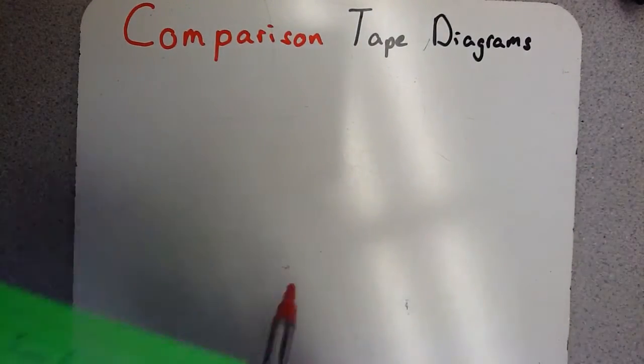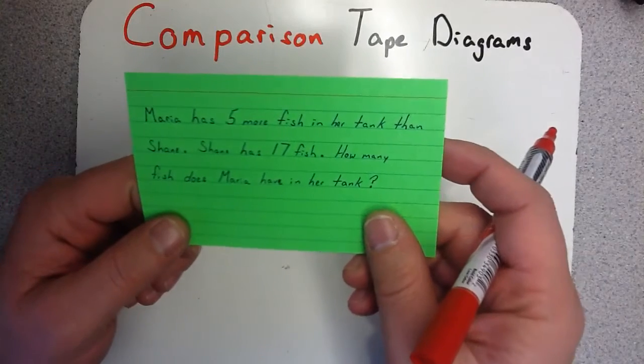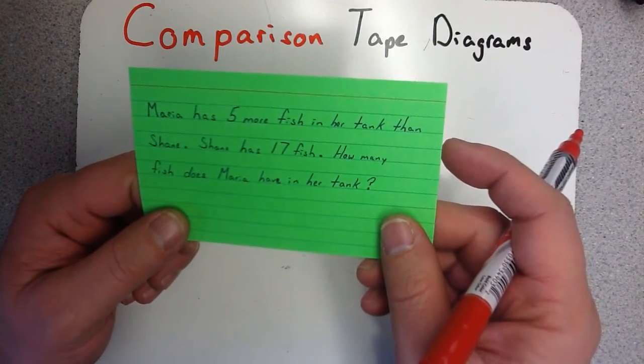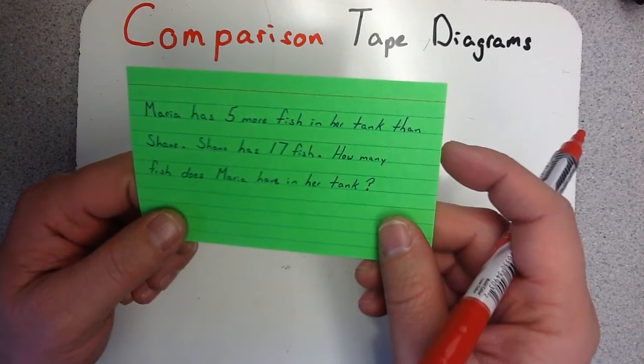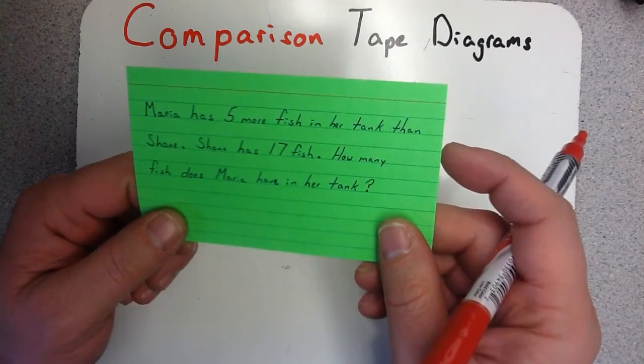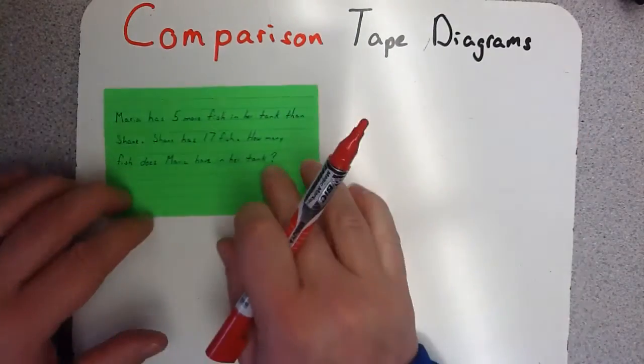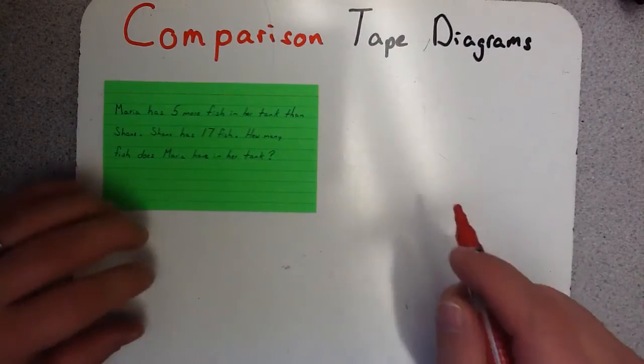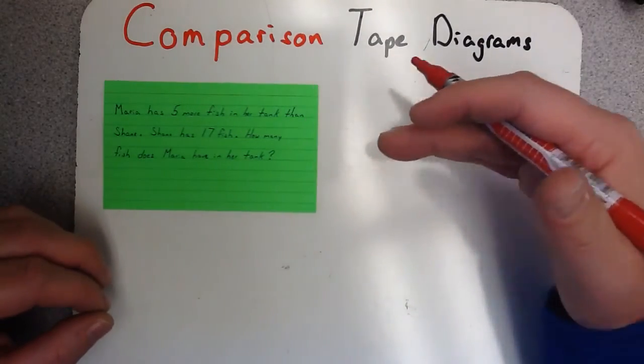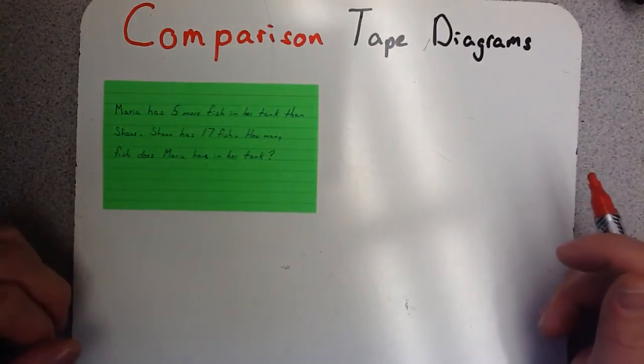Okay, so let's look at Maria. Maria has 5 more fish in her tank than Shane. Shane has 17 fish. How many fish does Maria have in her tank? So there's our problem right there. So we know we have a tape for Maria and a tape for Shane. Those are the two that we're comparing.